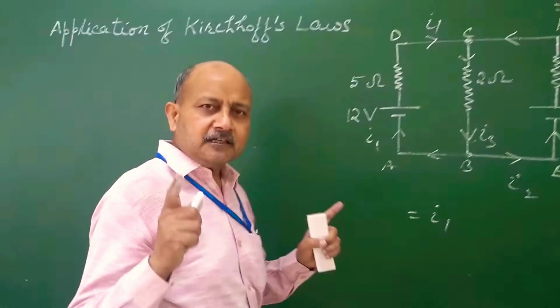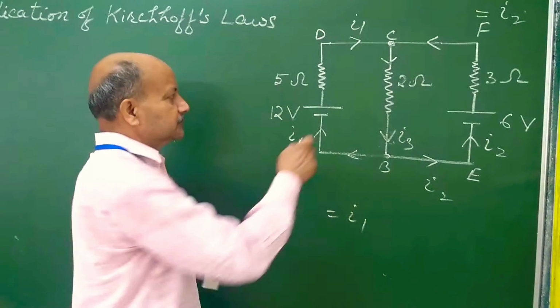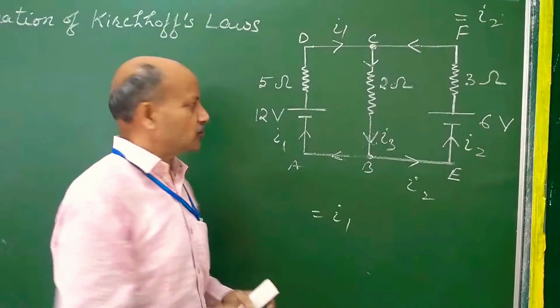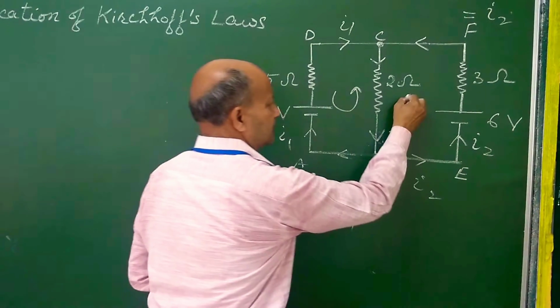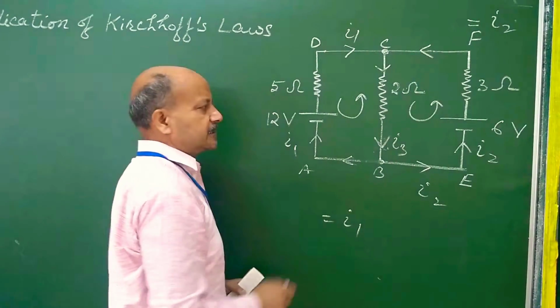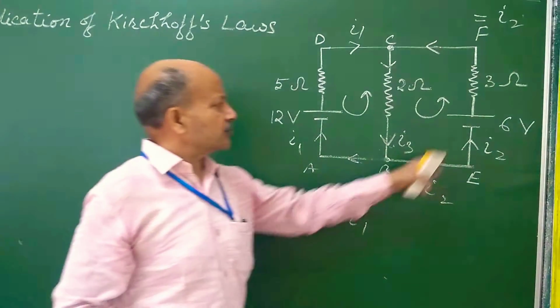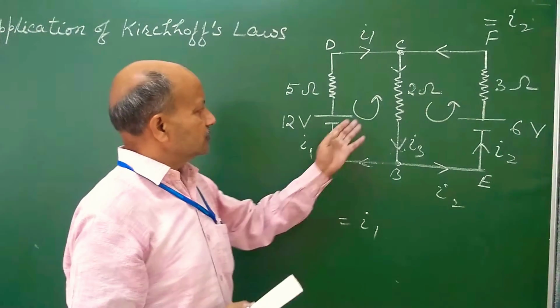Now we will apply loop rule. Then how many loops are there? There are 3 loops. So we can choose any 2 for the sake of solving the problem. So this will be easier, and these 2 loops will be easier. There is one more loop, but in the larger loop there will be some complications of calculations. It will be easier one.